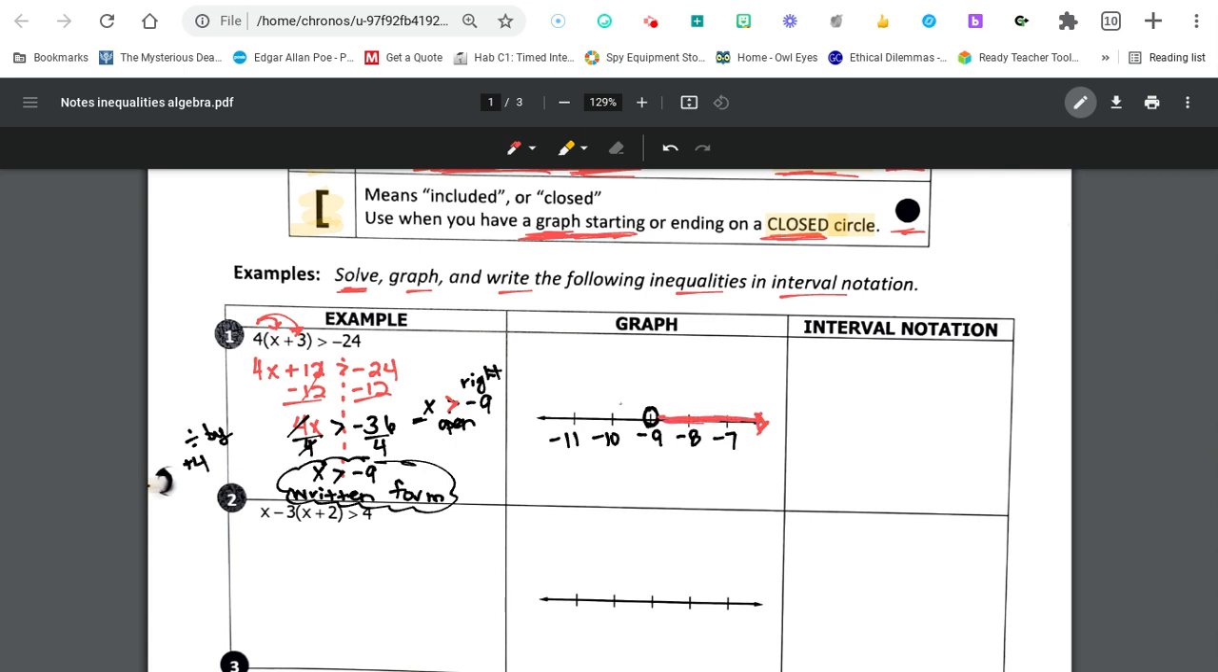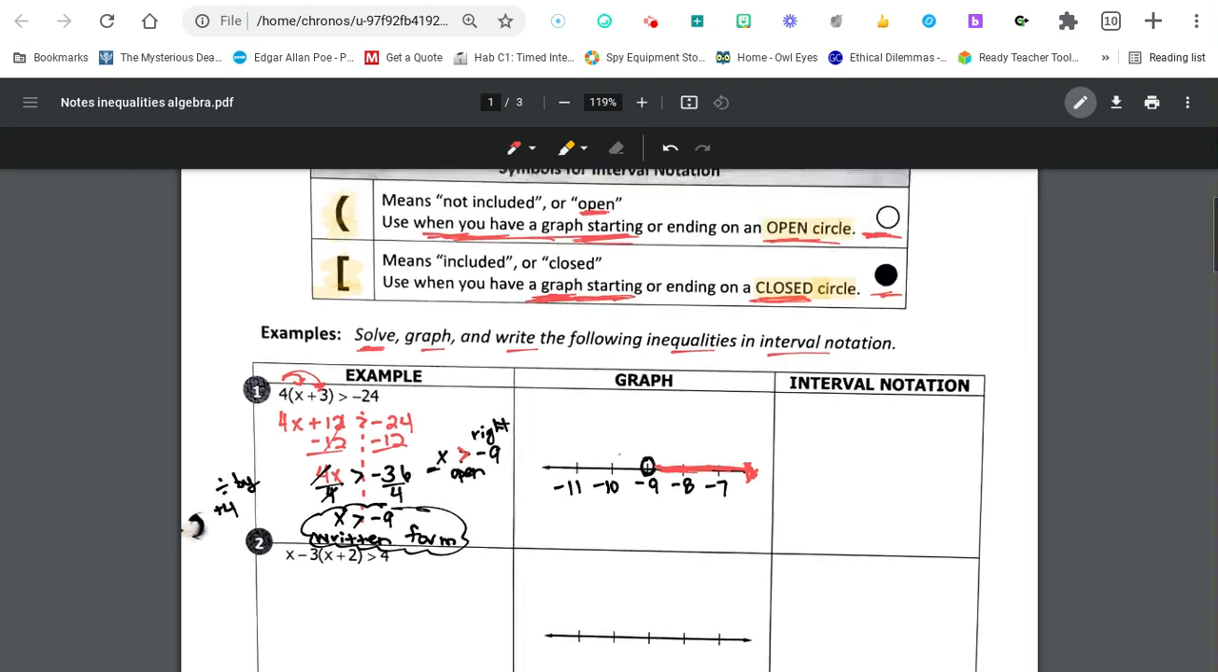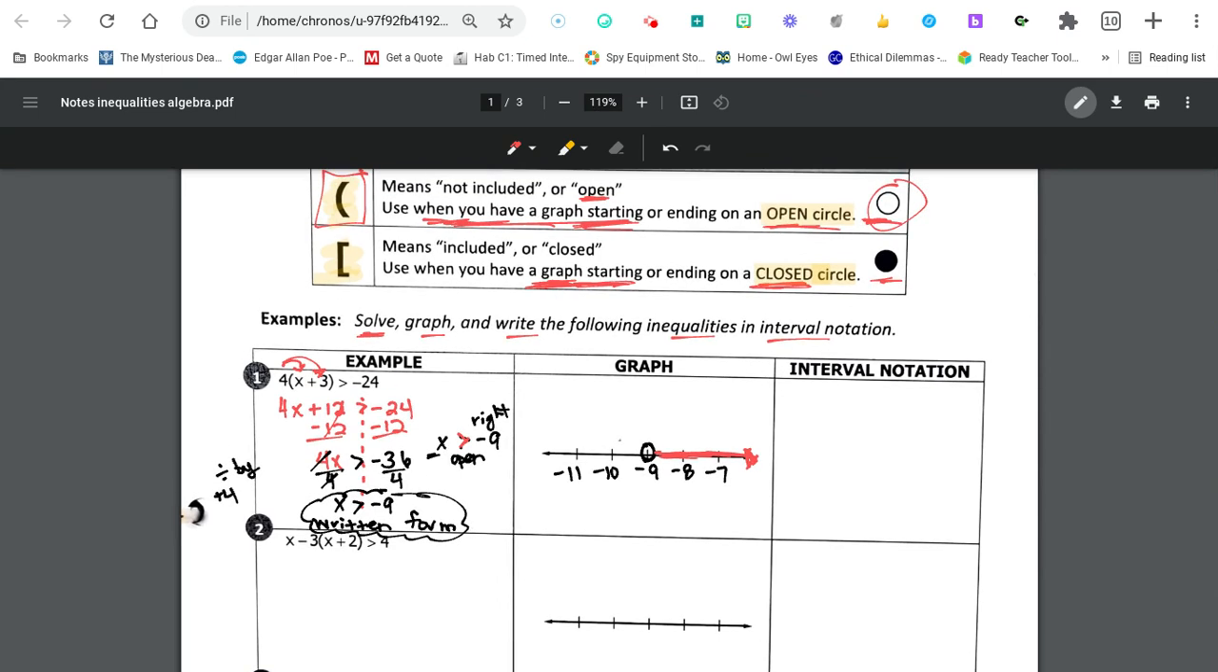Now here's the new thing, guys. Interval notation. So if you have an open circle, you must write interval notation with a parentheses. So if you get confused about whether to turn your parentheses open facing to the left or open facing to the right, all you do is look at the direction that the graph is shaded in.